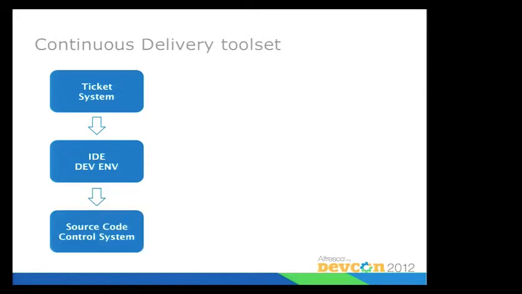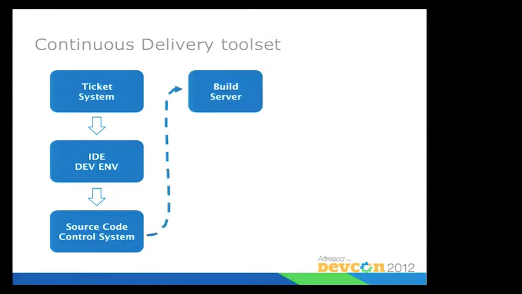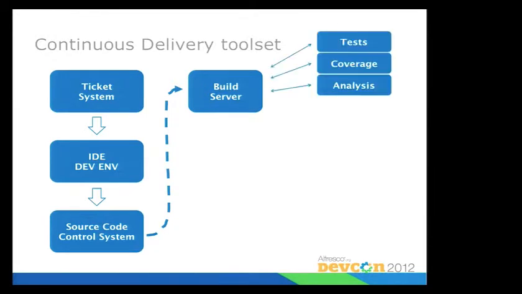And then when it's ready, they close the task in the ticket system and they check in the source code. Now this check-in will automatically trigger a build in the build server. And the build server will, of course, build all the code together, do some tests, unit tests, other testing, test coverage, some code analysis, statistics, stuff like checkstyle as well.